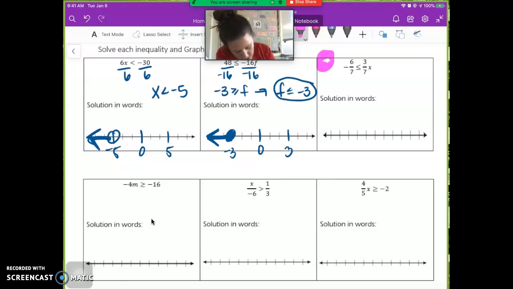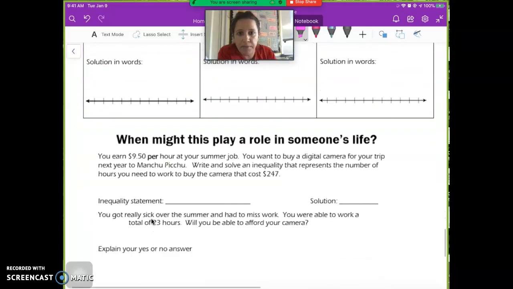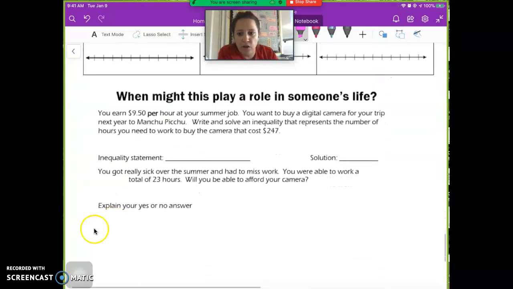Go ahead and do these 4 on your own. And I'm going to skip down and do these word problems since I only have 20 seconds left.